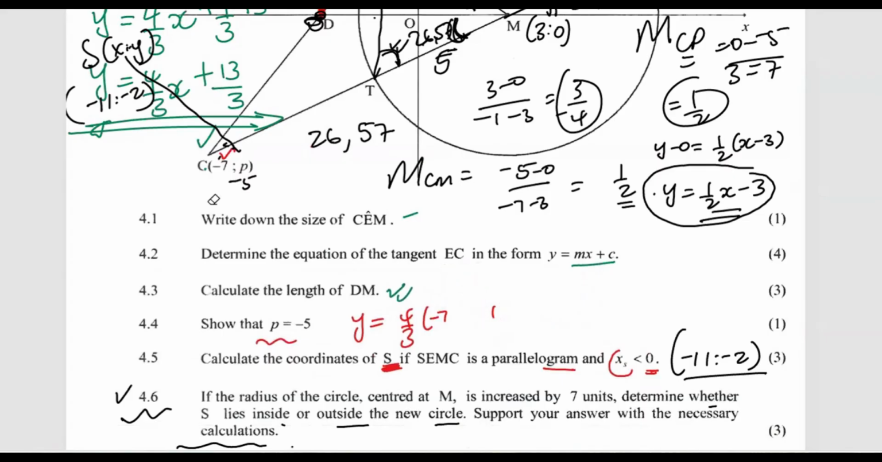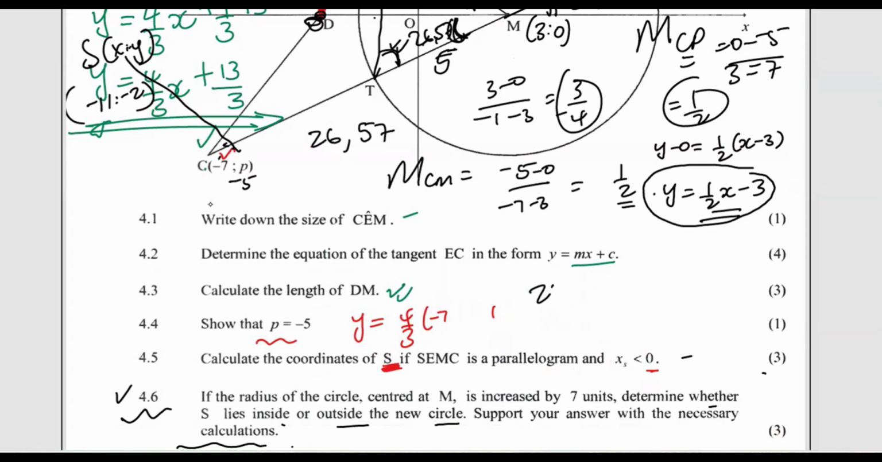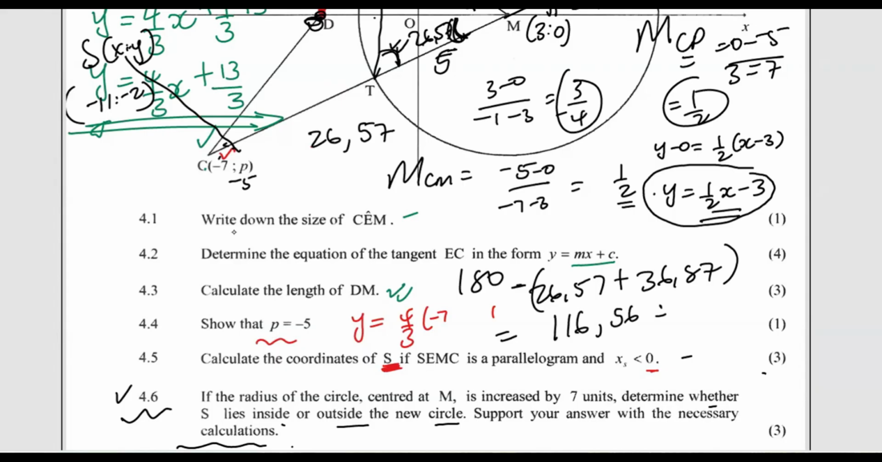Then if you plus the two, let's just confirm. Let's hope my answer with the longest method is correct. Okay, so it's saying that 26,57 plus the other one was 36,87. This we must subtract from 180. Then the answer we get, we divide by 2. Okay, so 180 minus the 26,57 plus the 36,87. Okay, I'm getting 116,56. We divide this by 2. Okay, I'm getting a 58.